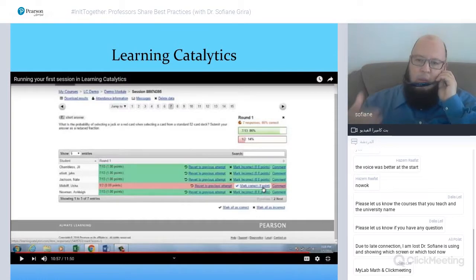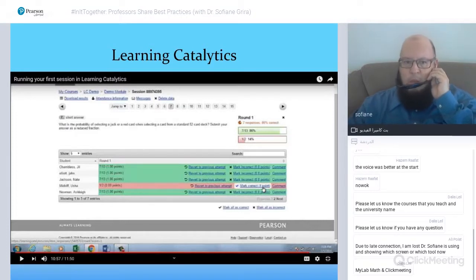So before the lecture, you can prepare one or two questions. And when you give the lecture, and you want to ask the students, because you have already prepared the question, you click the button and the question will be published to the students during the lecture. So you publish the question, and the students will answer.